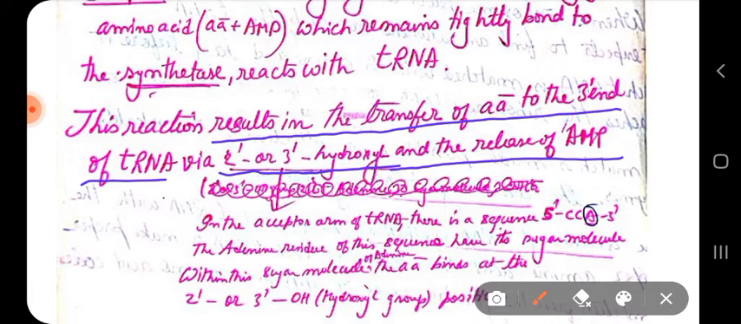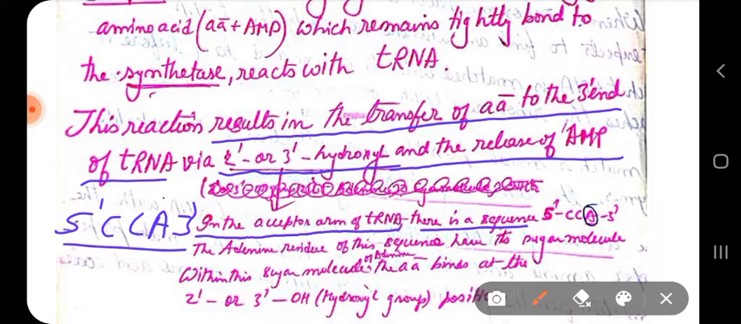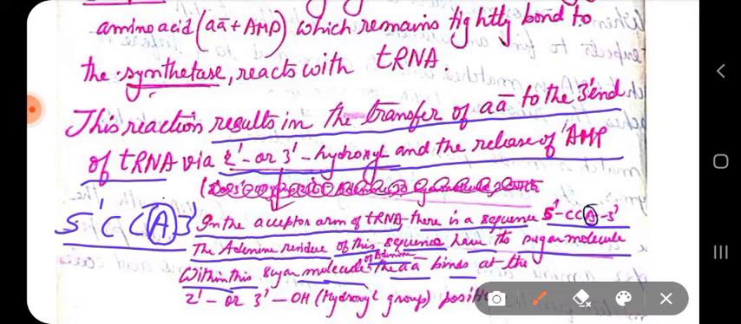So it means that in the acceptor arm of the tRNA there is a sequence called 5' CCA 3'. Now the adenine residue found on this 3' end has its sugar molecule. Within this sugar molecule of adenine, the amino acid will bind at the 2' or 3' hydroxyl group position. This reaction is catalyzed by amino acyl tRNA synthetase.